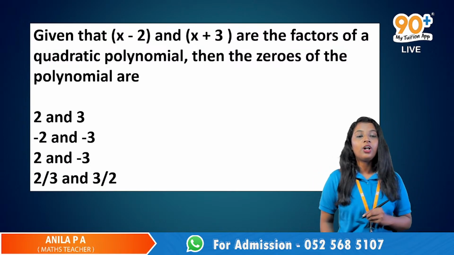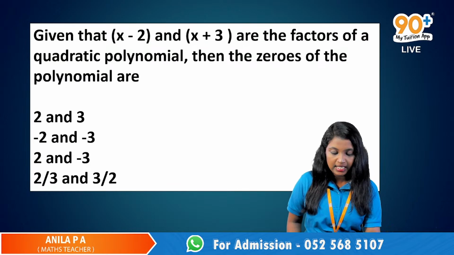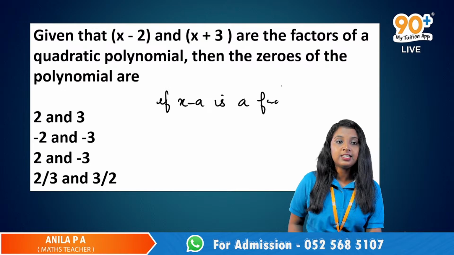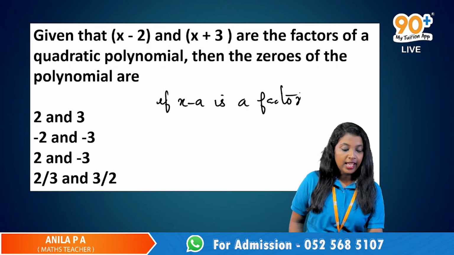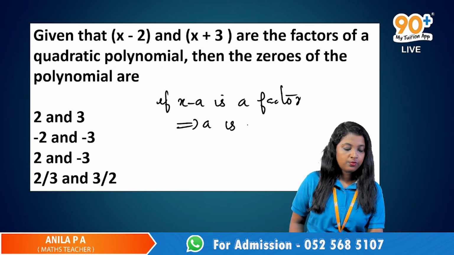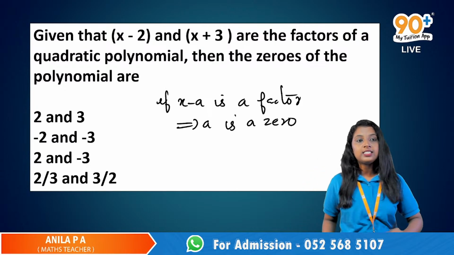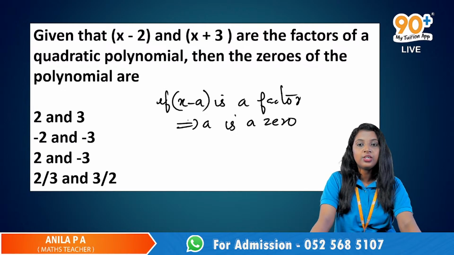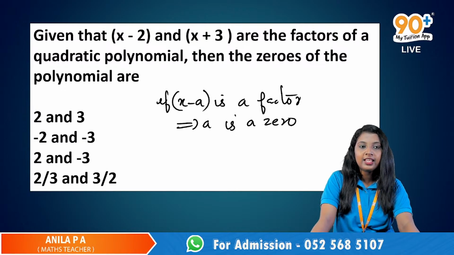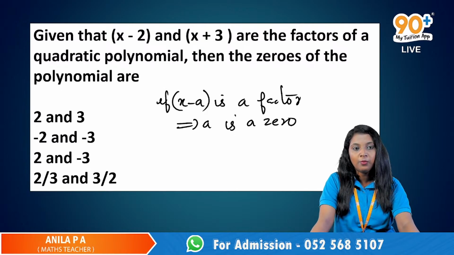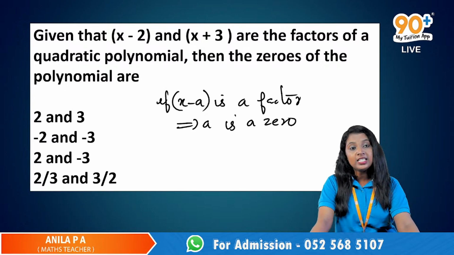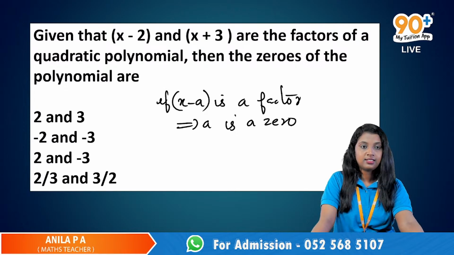Okay, here, this one. We have something called the factor theorem, and it says that if x minus a is a factor of the polynomial, then a is a zero. There was one theorem like this in class 9th. If x minus a is a factor of the polynomial, then a is a zero of that polynomial. Again, if a is a zero, then x minus a is a factor.